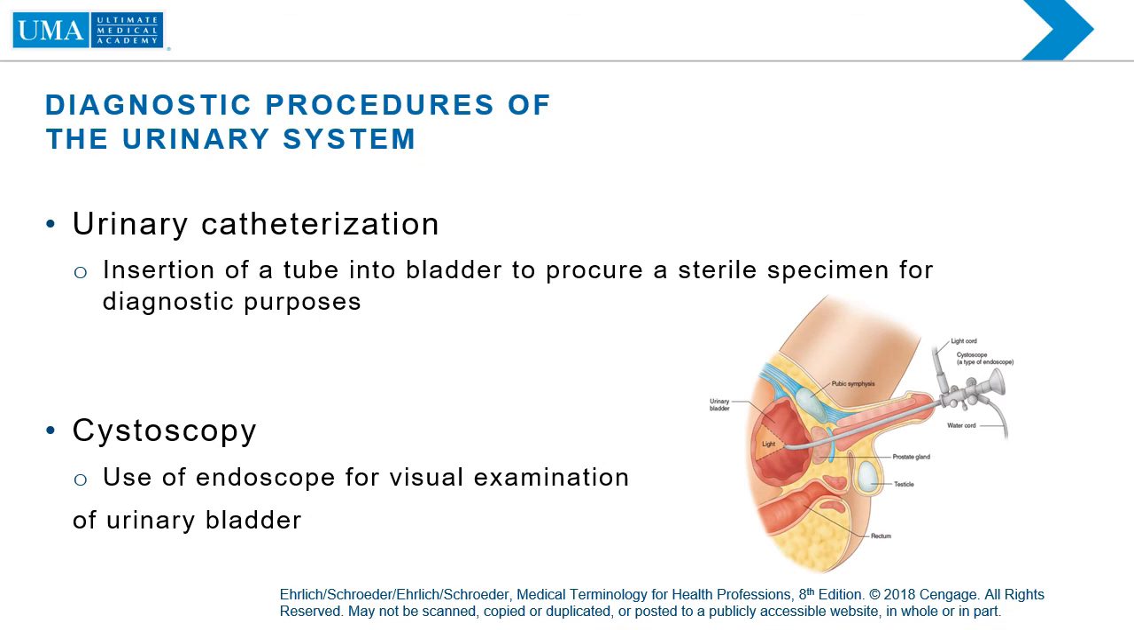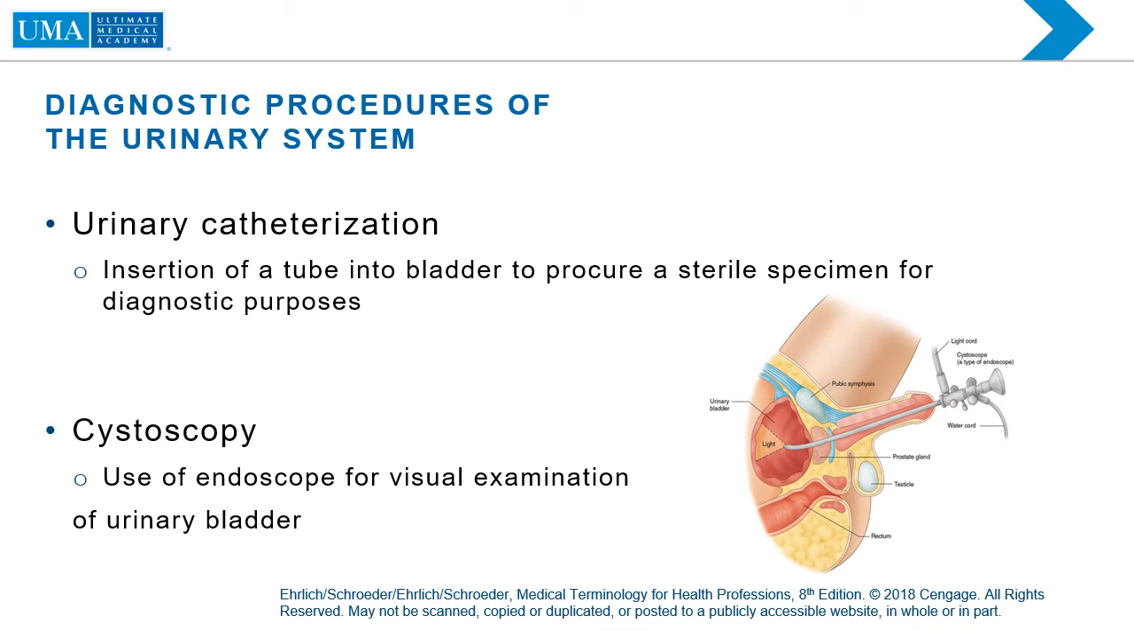Next, we have urinary catheterization, and this is the insertion of a tube into the bladder to remove a sterile specimen for diagnostic reasons. It's also used to drain urine from the bladder when the patient's unable to urinate. Another use is to place medication into the bladder, which is one treatment.